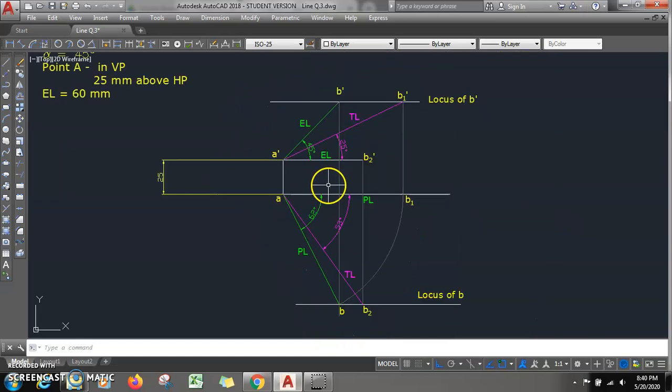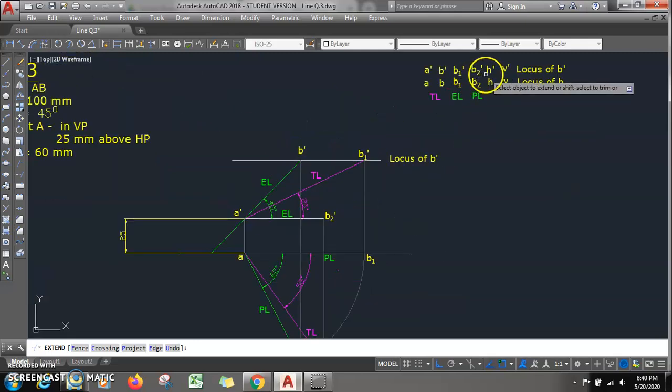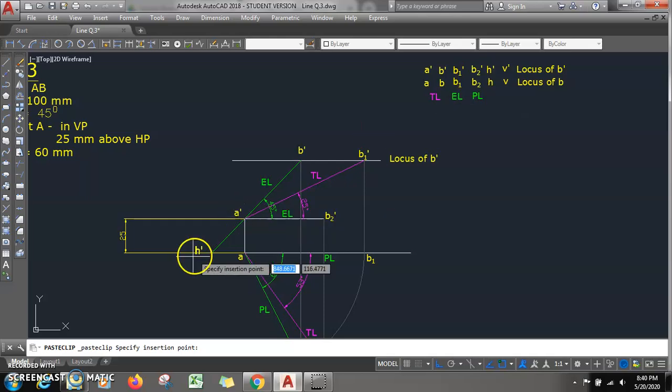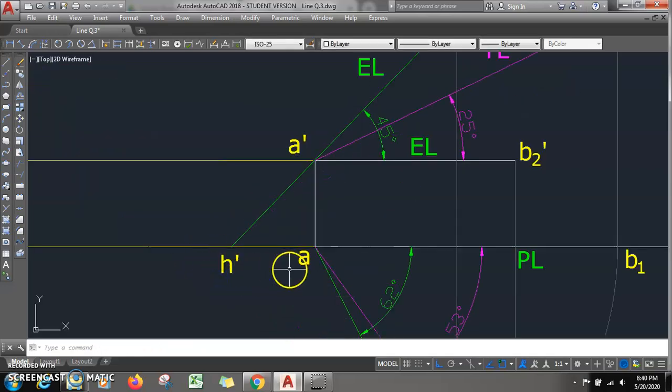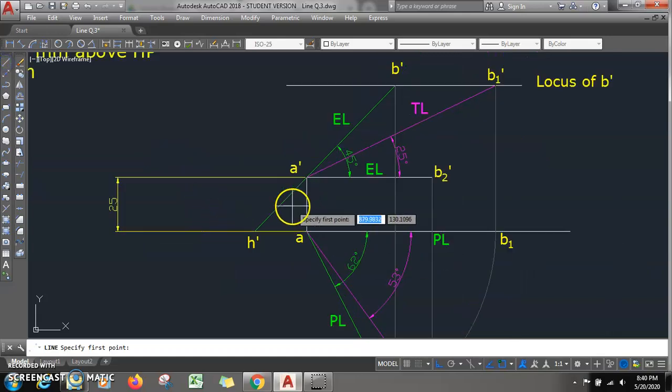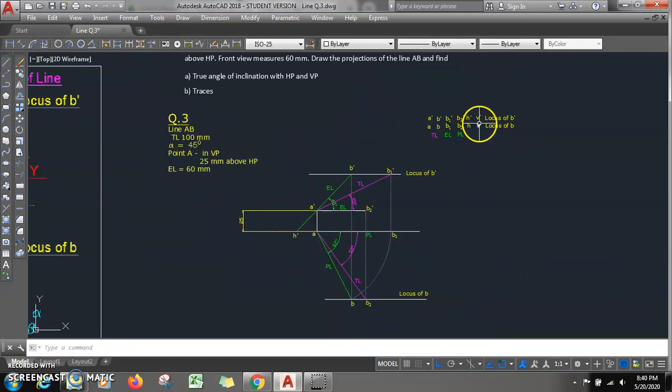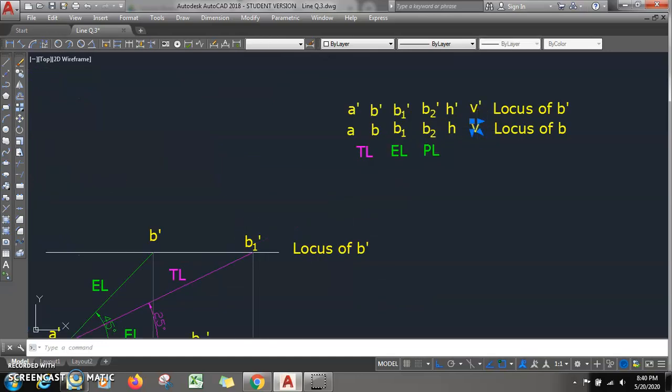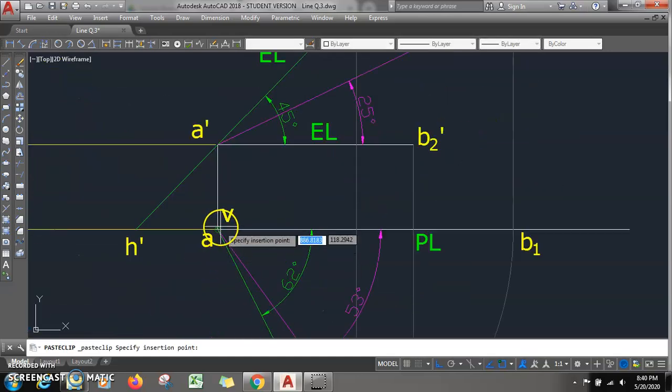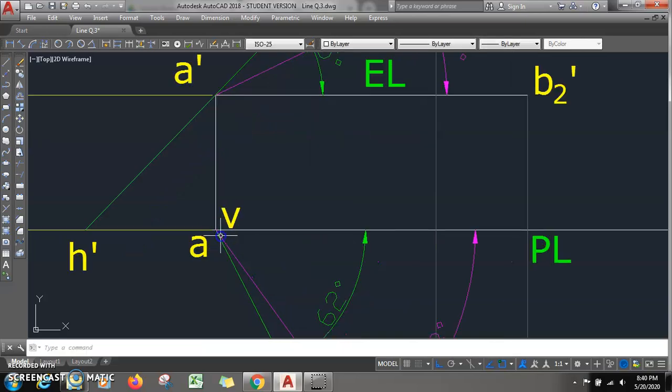Now, which thing is remaining? HT and VT. How do we get it? Very simple. Extend A dash B dash, extend the line up to this. This point becomes H dash. Then from H dash, extend AB on XY, and you will be getting point V. So at point A itself there is V. This is point V itself.